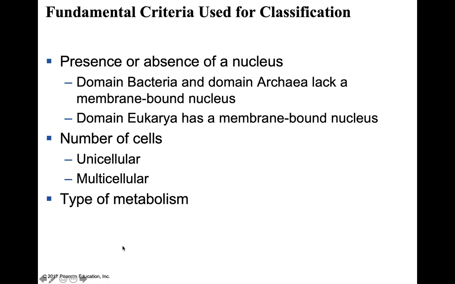Another thing that's going to be important when we look at the criteria used for these classifications is the number of cells in a particular organism. Are they unicellular, or are they much more complex multicellular organisms? Also, another characteristic used for classification is the type of metabolism the organism is using. Is it aerobic? Is it anaerobic? Those are some things to keep in mind when we're looking at how things are actually classified.